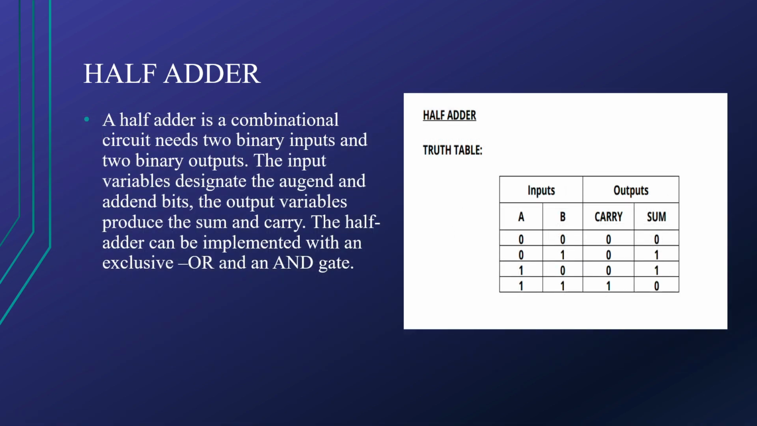In half adder, in the output, you will be getting 2 terms, that is carry and sum. When you give 0, 1, you'll be getting carry as 0 and sum as 1. And 1, 0, you'll be getting 0 as carry and 1 as sum. And when you give 1, 1, carry as 1 and 0 as sum.